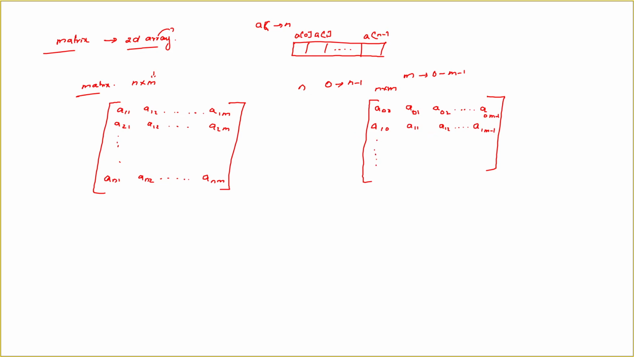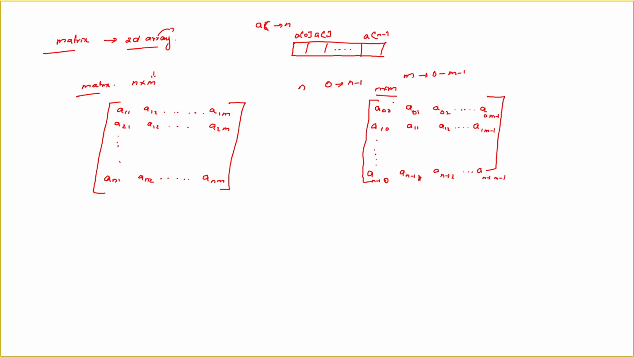What will be the last row? The last row will be a of n minus 1 0, a of n minus 1 1, a of n minus 1 2, etc., up to a of n minus 1 m minus 1. That will be the last element if the dimension of the matrix is n by m. I hope it is clear. So this is how we name the elements in a matrix in the computer.